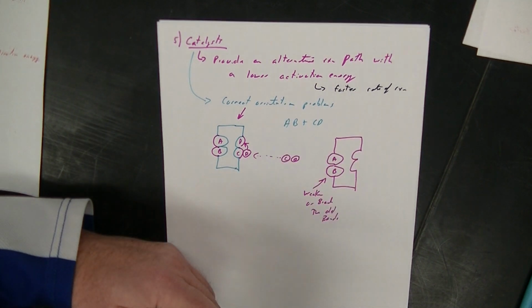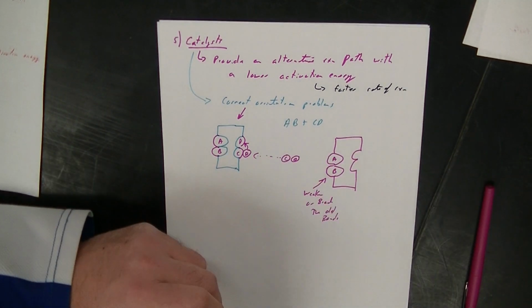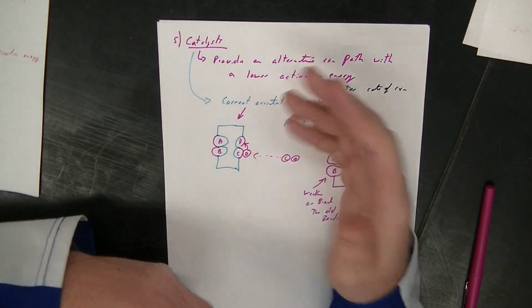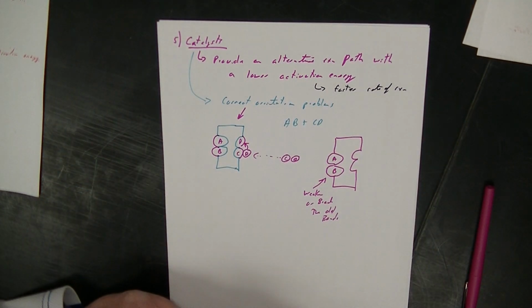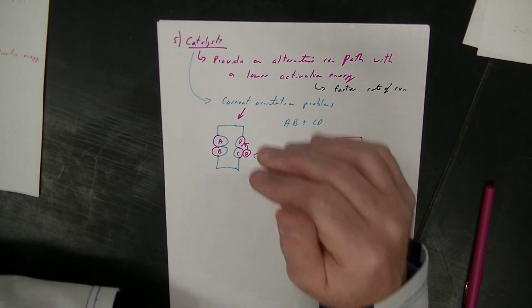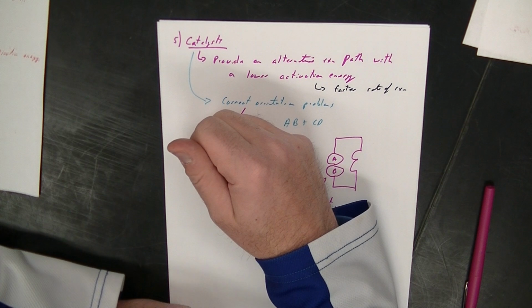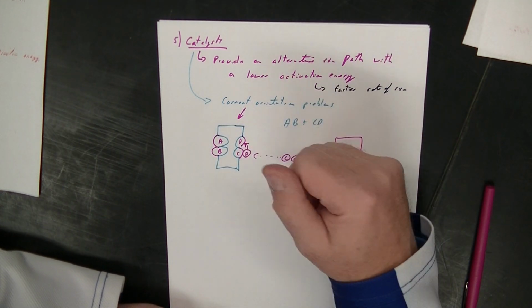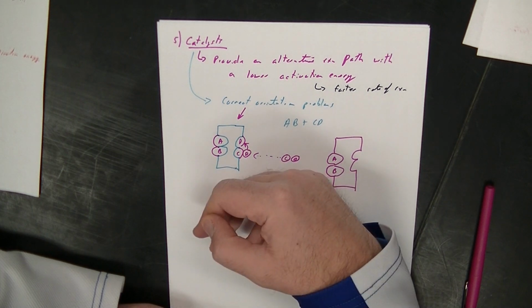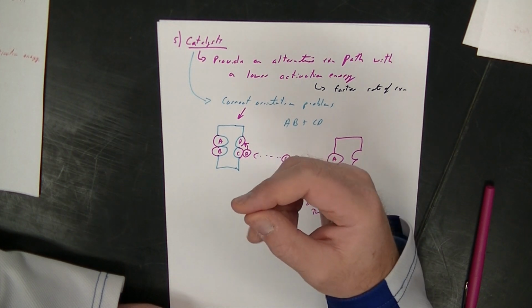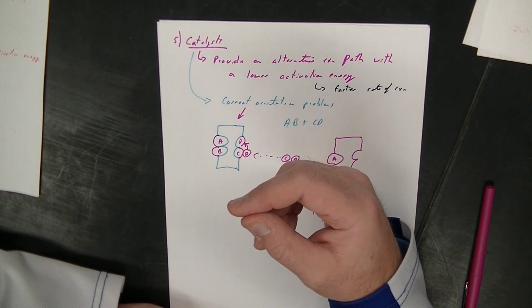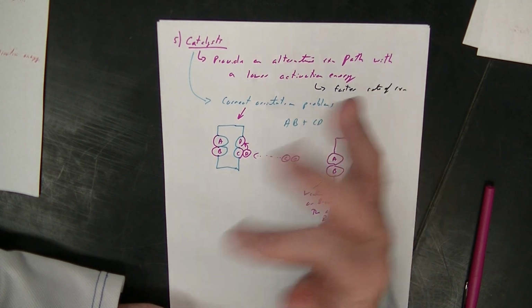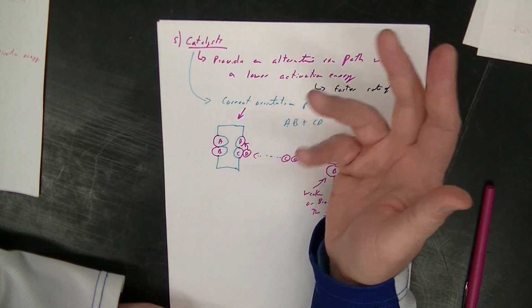There's a catalyst for every single reaction. They're all different. There are thousands and thousands of different types of catalysts, and they are specific for reactions. So cobalt chloride is a typical one that we use for some reactions that happen here at school. But if we're doing a different reaction, we're going to have to use a different catalyst.